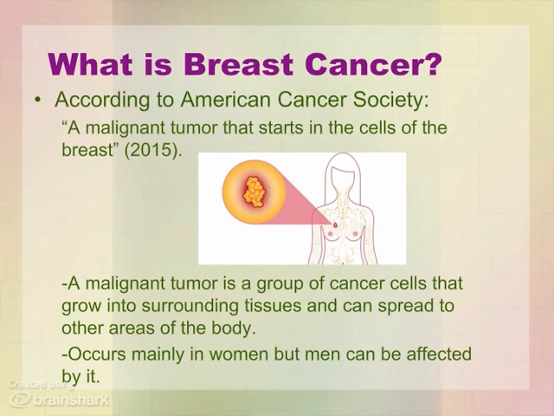Before we start talking about some of the causes and determinants, let's first take a look at what breast cancer is. According to the American Cancer Society, breast cancer is a malignant tumor that starts in the cells of the breast. A malignant tumor is a group of cancer cells that grow into surrounding tissues and can spread to other areas of the body. Breast cancer mainly occurs in women, but men can also be affected by the disease.